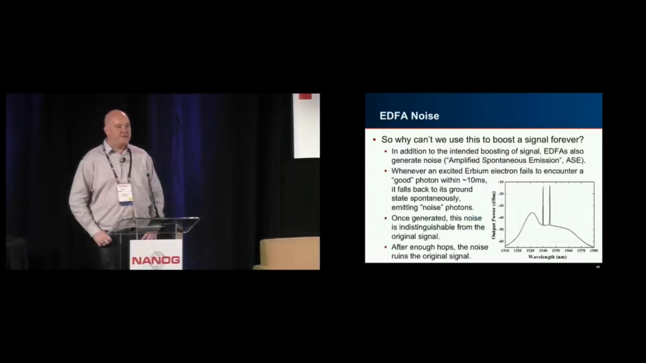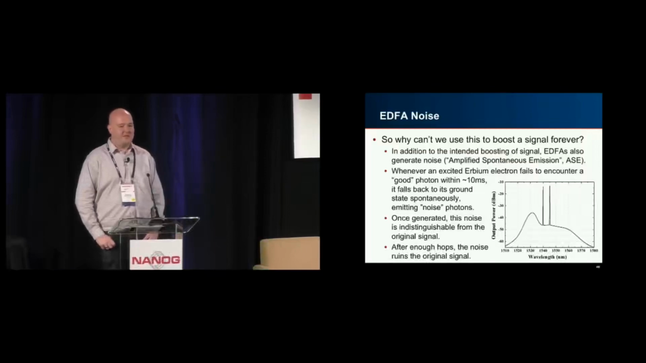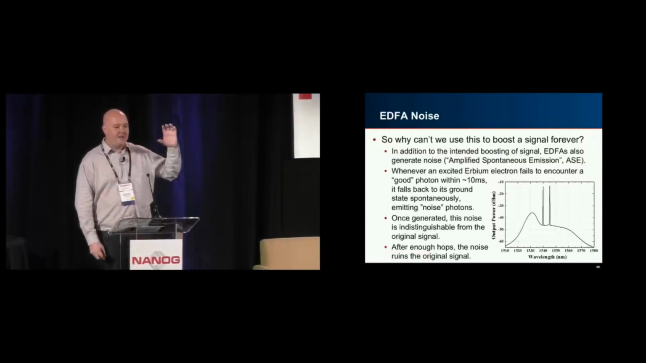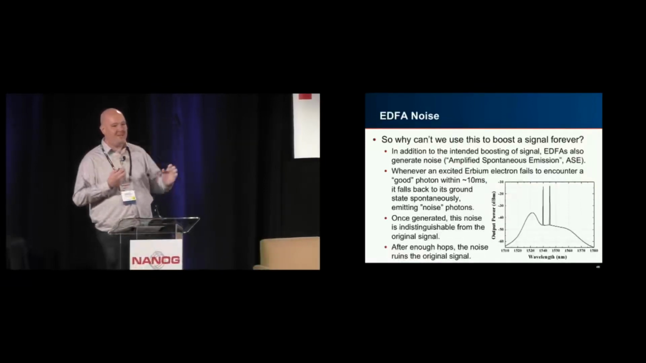So why can't you use this to kind of clone a signal forever? Well, in addition to making the original signal brighter, you also generate something called amplified spontaneous emission, or just noise. The way this works in physics is whenever you've got this excited erbium ion at a higher state, and about 10 milliseconds is the number, once 10 milliseconds have gone by and this excited electron hasn't encountered a good photon, it spontaneously decays and emits a junk photon. And this is now noise.